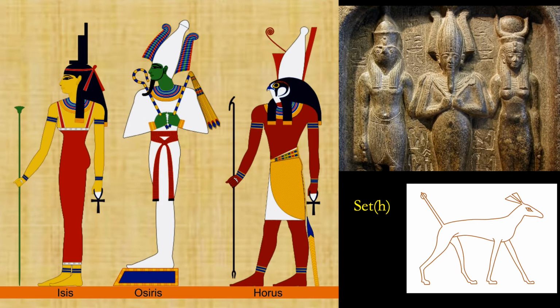On the upper right, we see this triad with Osiris in the center. To his left, our right, is Isis. And to his right, our left, is Horus. Notice how they both put their hands on his shoulders to show obedience to him.